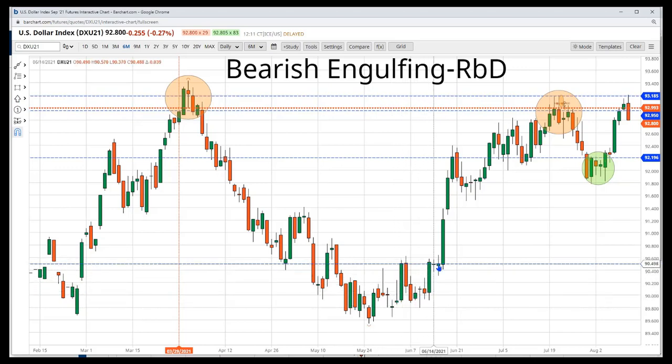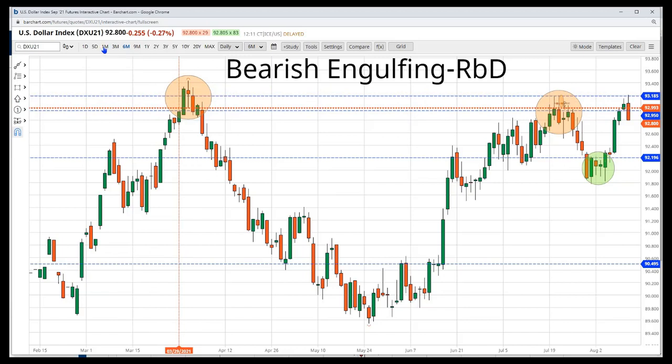drop-base rally that leads to a rally-base rally. And this rally-base rally is where price broke out of this basing area and then led to a series of price actions until we eventually got all the way back to this area where sellers were in control.